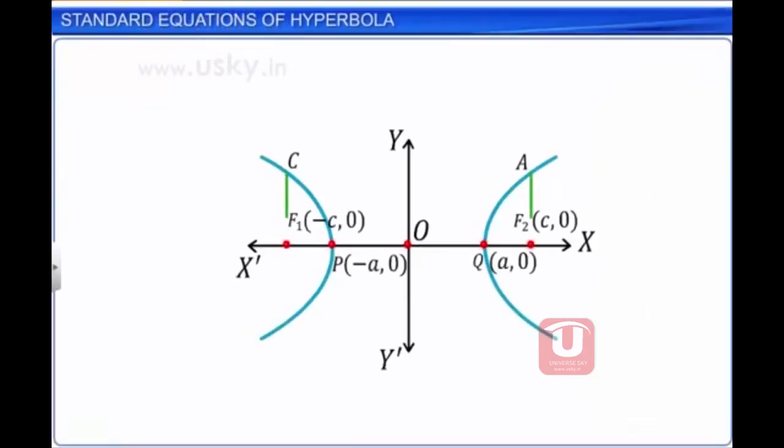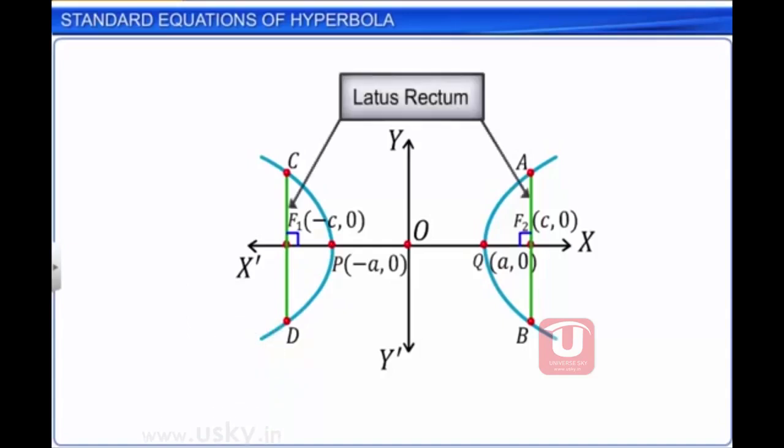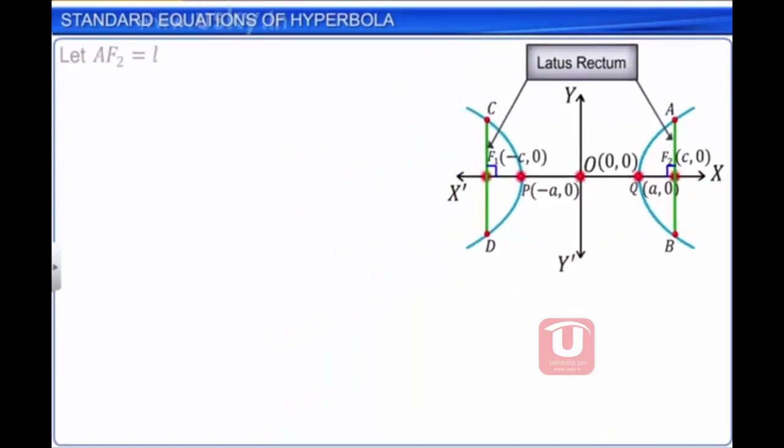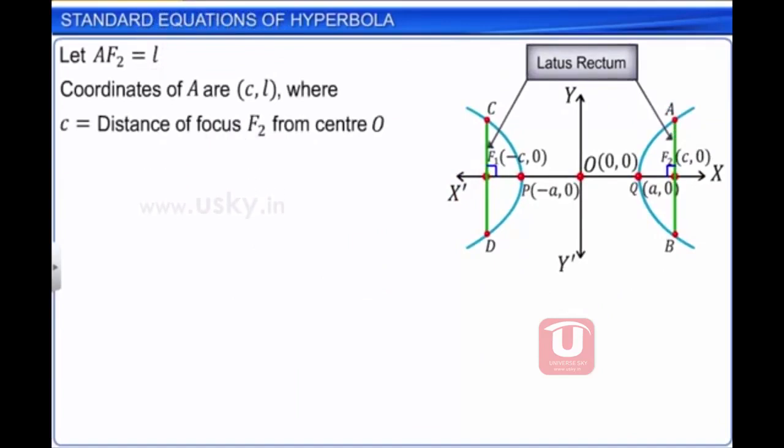A line segment passing through a focus and perpendicular to the transverse axis, and with its endpoints lying on the curve of a hyperbola, is called its latus rectum. Since a hyperbola has two foci, it has two latus recta. Consider a hyperbola with its center at the origin and the transverse axis along the x-axis and latus recta AB and CD. Let length AF2 be l. If c is the distance of focus F2 from center O, then the coordinates of point A are (c, l).